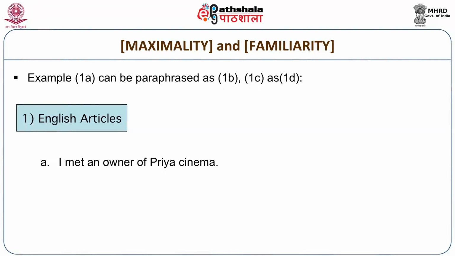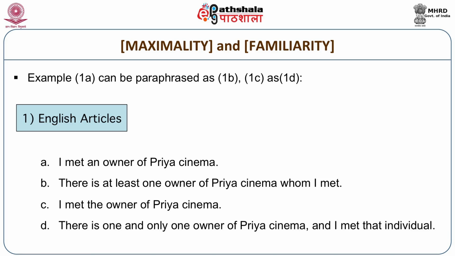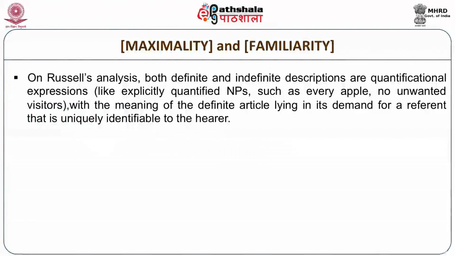So when you say in English, for example, I met an owner of Priya, you're saying that there is at least one owner of Priya that I met and that there may be more. Whereas if you say I met the owner of Priya, then there is one and only one owner. The English article the then contributes a meaning of exhaustivity. On Russell's analysis, both definite and indefinite descriptions are quantificational expressions, just like explicit quantified NPs such as every apple, no unwanted visitors, etc.